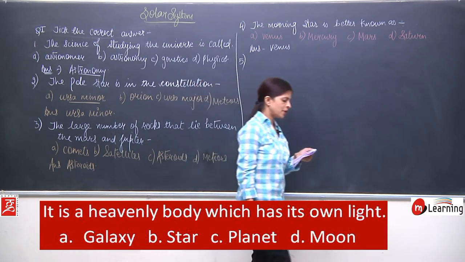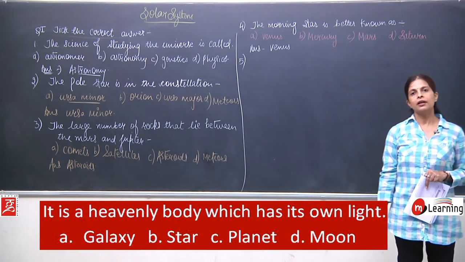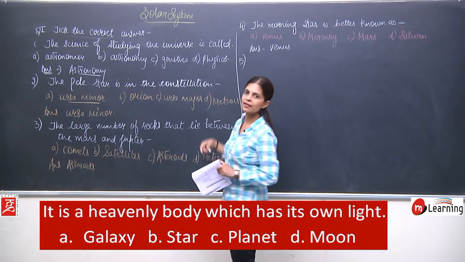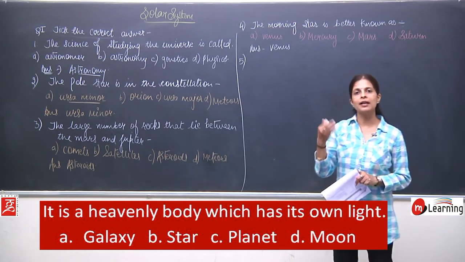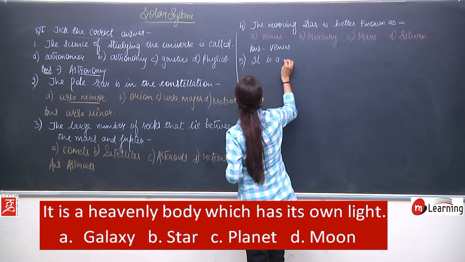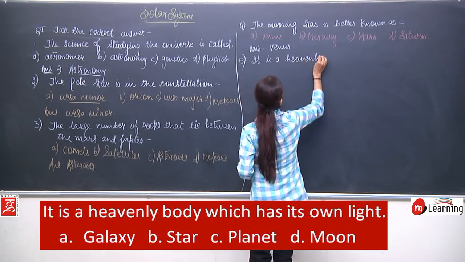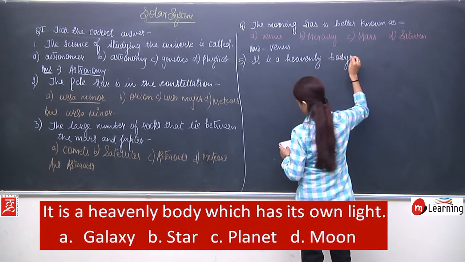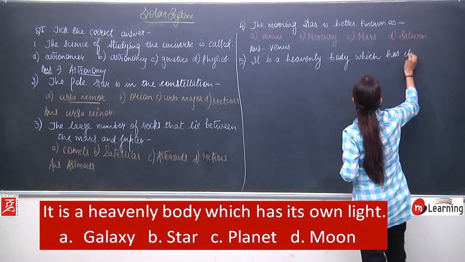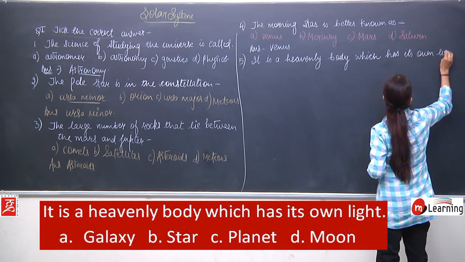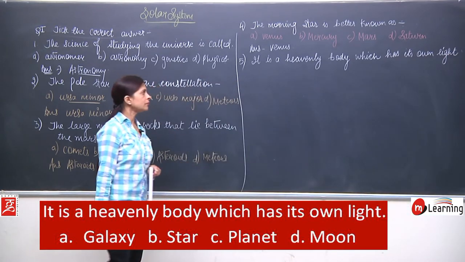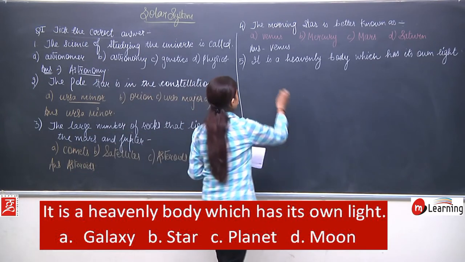It is a heavenly body which has light of its own. Just try to think of the answer. Meanwhile, when I write the question, the answer should be in your mind. It is a heavenly body which has its own light. Now we'll talk about the options. So the options are galaxy.